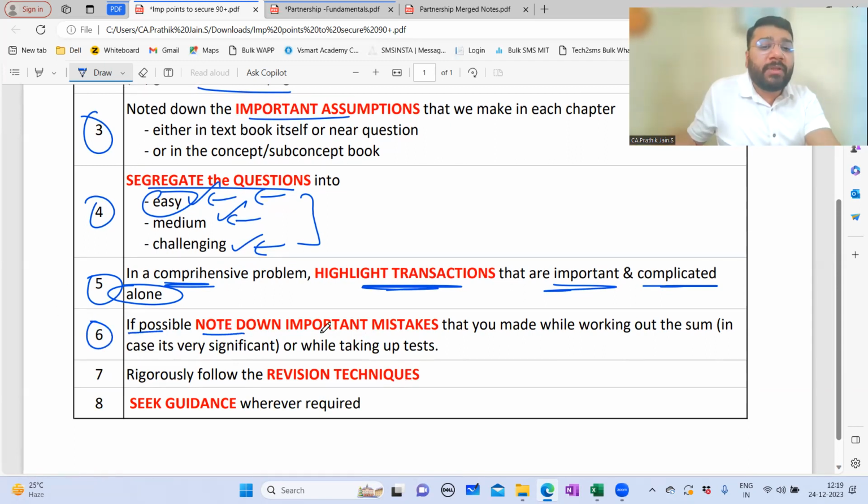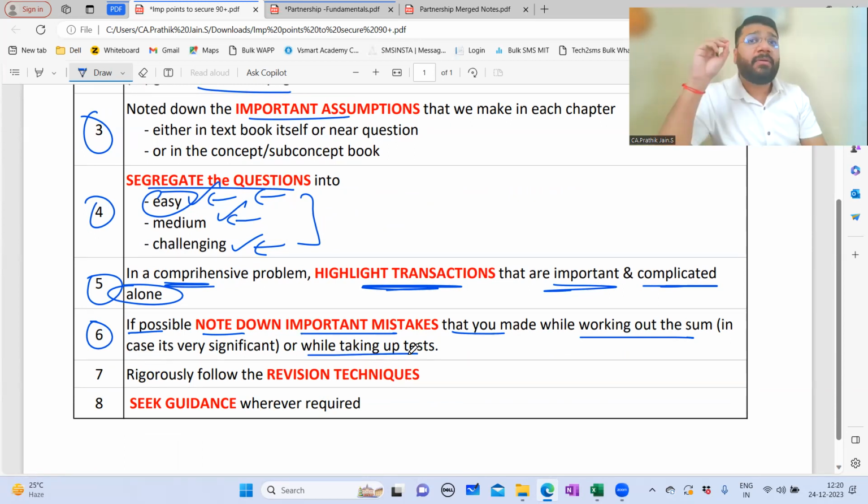If possible, note down the important mistakes that you made while working out the sums or while taking up the test. You make mistakes while working out the questions, and you don't want such mistakes to recur. I used to follow this in my CA final. Wherever I worked out practical questions and made a mistake, I used to write a note beside it and highlight it. Whenever I did the revision, I went through it. Once I read that note, it goes into my mind what mistake I made. Trust me, you will never repeat that mistake ever again.